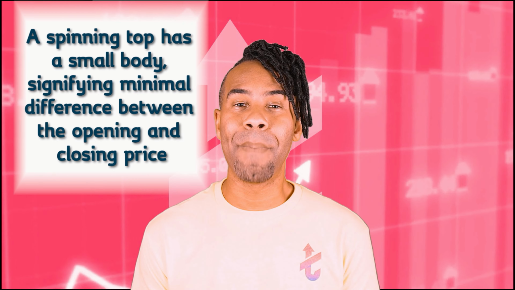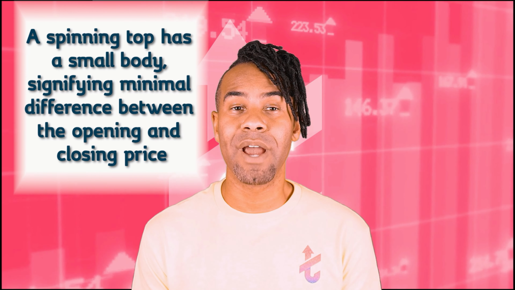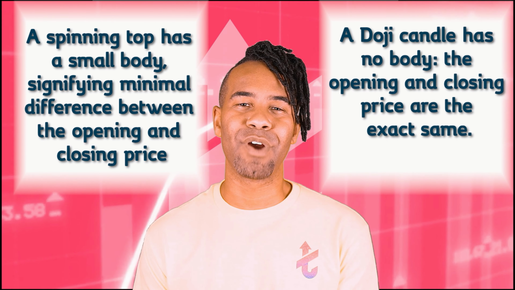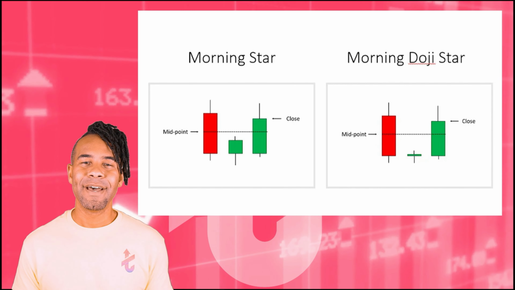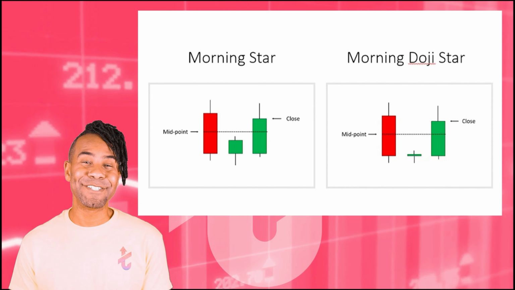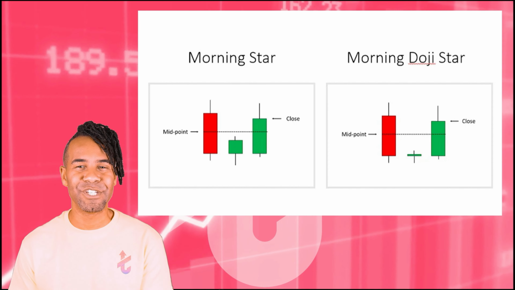The second candle is the most important. It shows indecisiveness. The candle can be a spinning top or a doji candle. A spinning top has a small body, signifying minimal difference between the opening and closing price, whereas a doji candle has no body. The opening and closing price are exactly the same. If the middle candle is a spinning top, the pattern is called a morning star. If the middle candle is a doji candle, the pattern is referred to as a morning doji star.